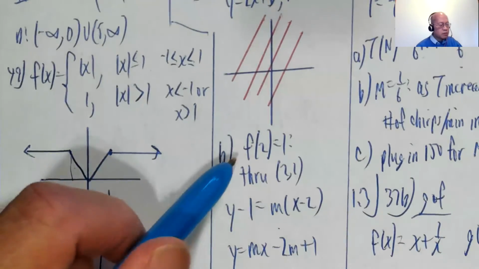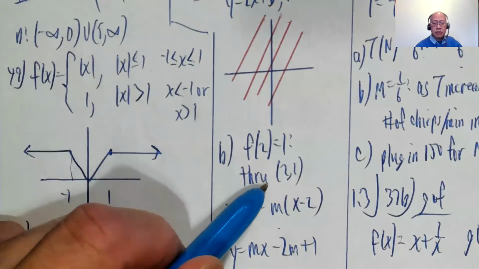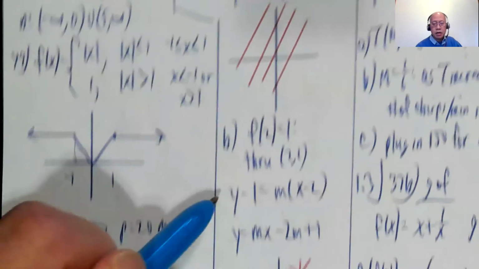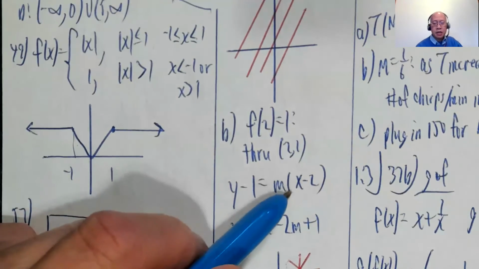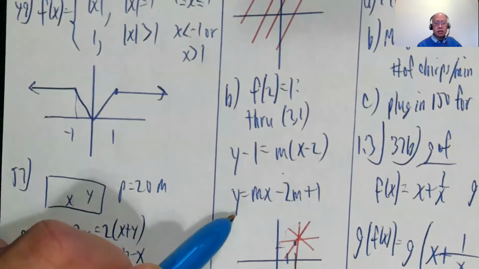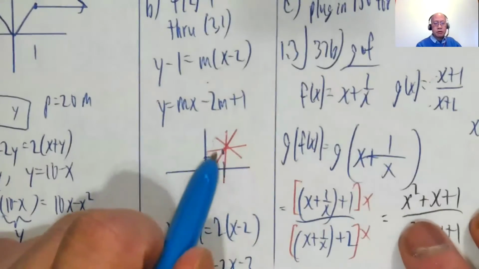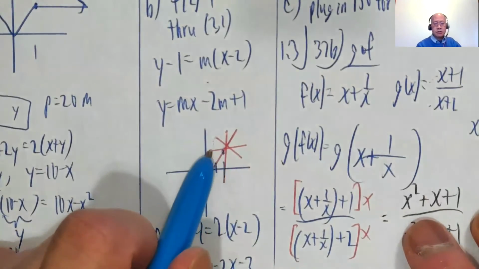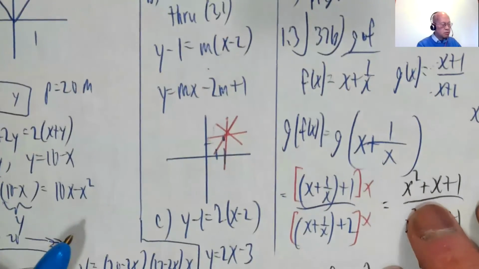Part b, f of 2 equals 1. That means the graphs all go through (2, 1), and I just change the slope. So y minus 1 equals m times x minus 2. A little bit of touch up, y equals mx minus 2m plus 1. What do some of them look like? Now, just have a bunch of lines that pass through (2, 1).